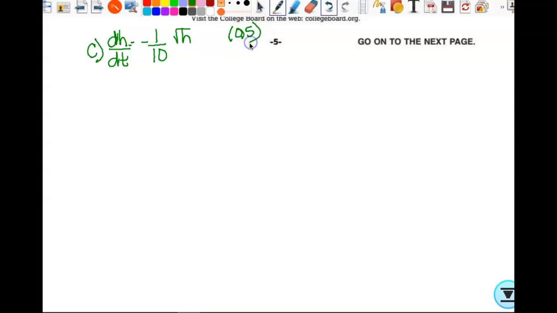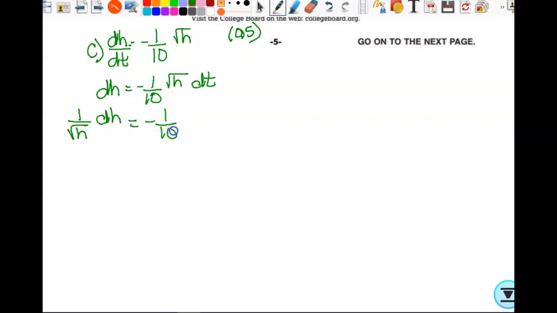Okay. All right, so first thing I'm going to do is multiply both sides by dt. So dh is equal to negative 1/10 times the square root of h times dt. Like you do them both in one step, that's fine. If it's a more complicated one, I would suggest maybe not, just so you don't accidentally make something up. So then I'm going to divide by h, so I have 1 over the square root of h times dh equals negative 1/10 dt.